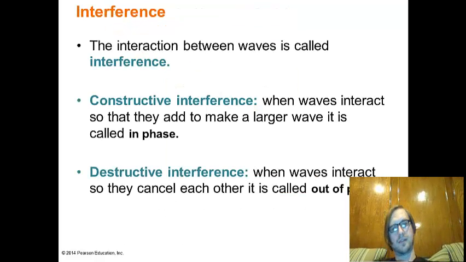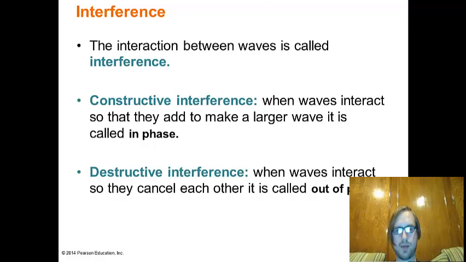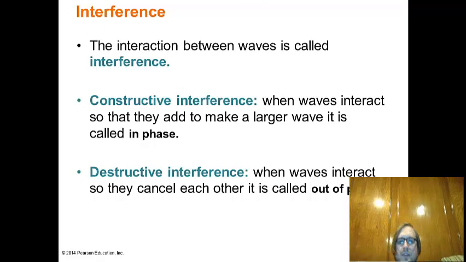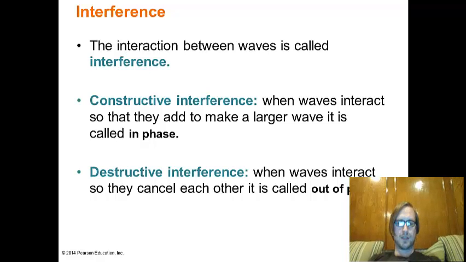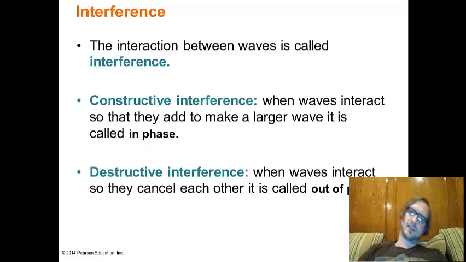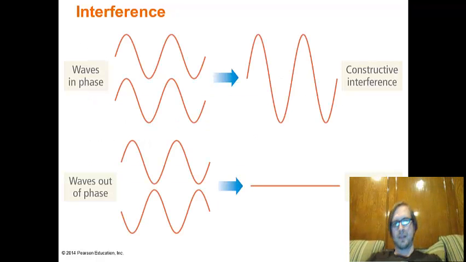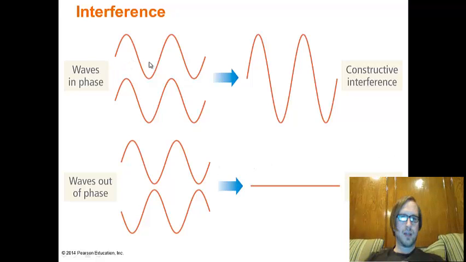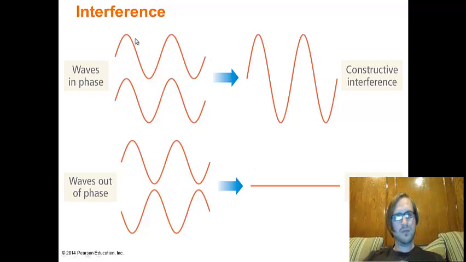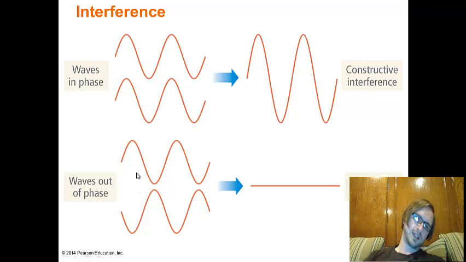We talked about interference, and so this is what I'm talking about now. Constructive interference: when waves interact, they make larger waves, called in phase. Destructive interference: they're out of phase. So if we look at the combination of these two waves, crest to crest and trough to trough, we get constructive interference. We increase the amplitude. And the opposite, when we get crest to trough, trough to crest, is destructive interference.